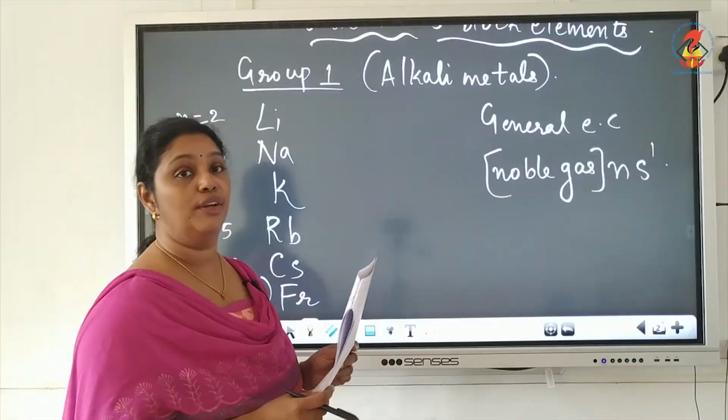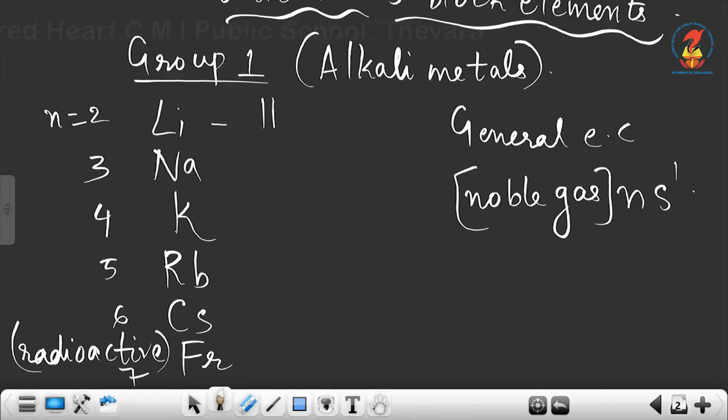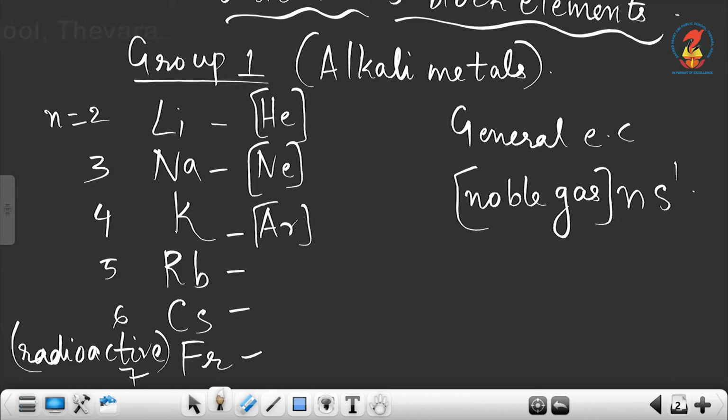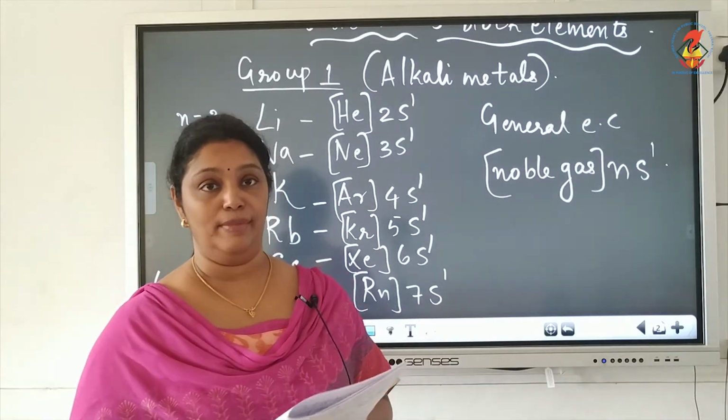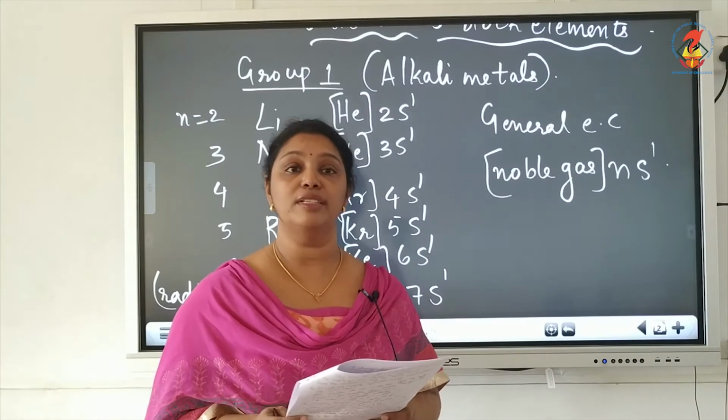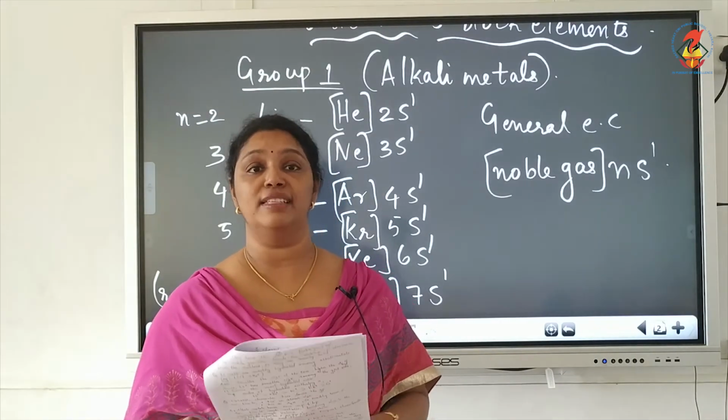Now, let us write the electronic configuration of these elements. Lithium takes the noble gas configuration of helium. I will write the noble gases first: helium, neon, argon, krypton, xenon and radon. Now, lithium configuration will be helium 2s1, 3s1, 4s1, 5s1, 6s1, 7s1. So, this is the electronic configuration of group 1 elements. Now, next let us study the properties of group 1 elements, and that we will discuss as question answer model.